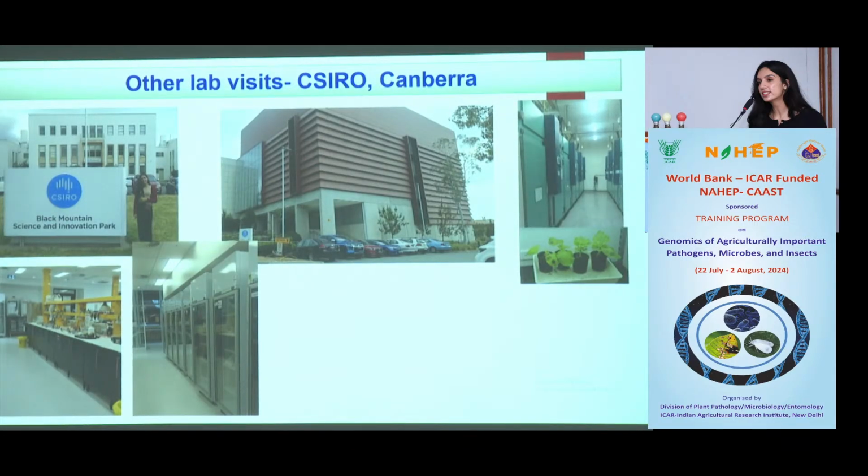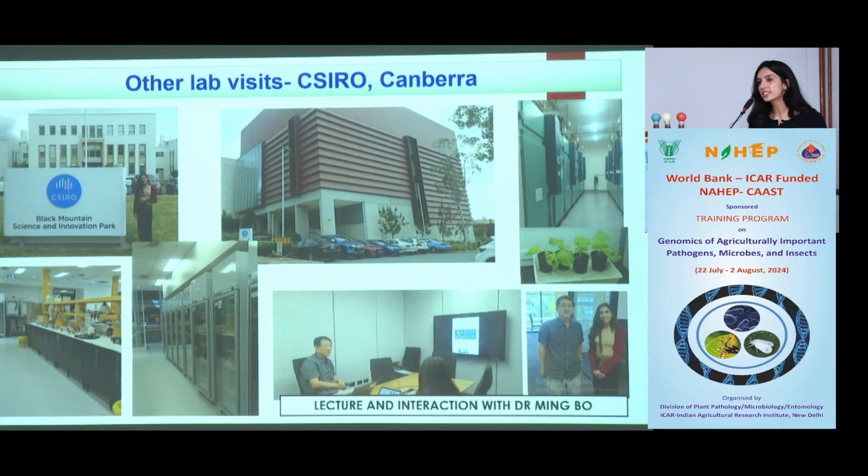Now, this was the work that I carried out. I was fortunate enough to have some other lab visits as well. As many of you might know, there is the Commonwealth Scientific and Industrial Research Organisation in Australia, one of the leading research organizations in Australia, located in the capital, Canberra. There I was fortunate enough to interact with Dr. Mingbo. He is a very prominent scientist working on RNA. If you want to look at his publications, you can go through his ResearchGate and other related publications. He has done a lot of work on RNAs, and he was awarded the Prime Minister's Prize for Science in 2012 or 13, I guess.